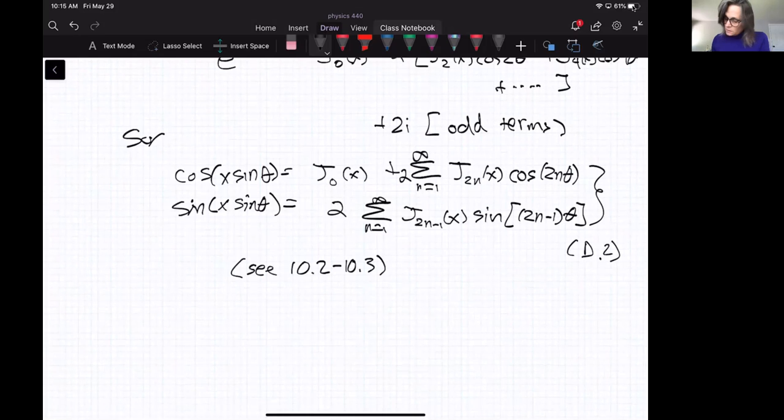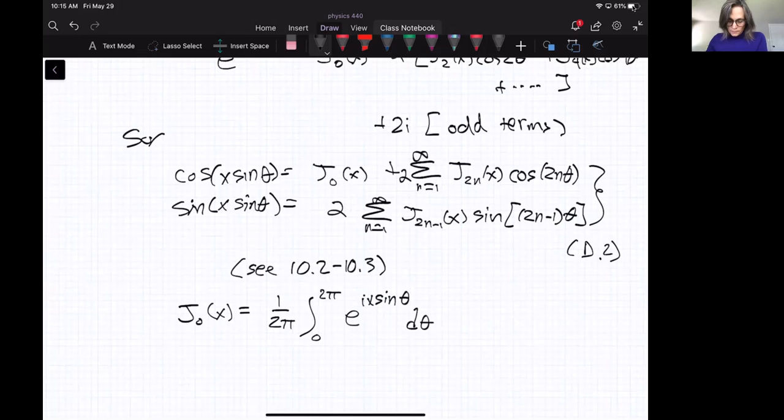You can write something like J naught of x as 1 over 2 pi times the integral from 0 to 2 pi of e to the ix sine theta d theta. And you can also write that as 1 over 2 pi times the integral from 0 to 2 pi of e to the ix cosine theta d theta.